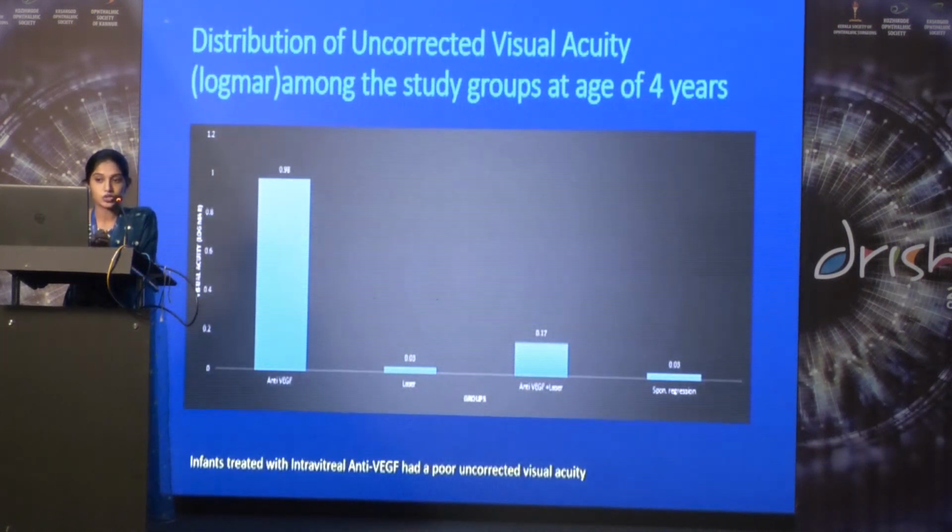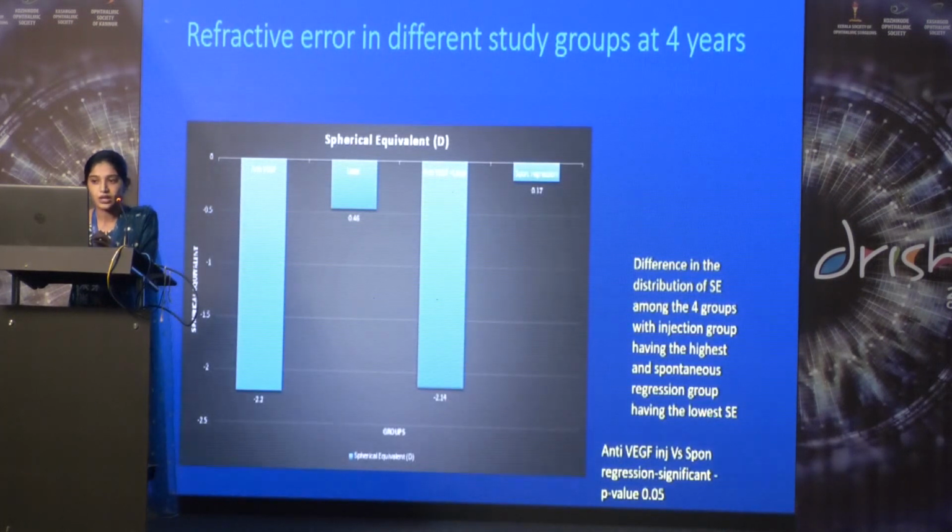We also looked into the distribution of uncorrected visual acuity among the 4 study groups, and it was noted that infants treated with intravitreal anti-VEGF alone had a poor uncorrected visual acuity. Coming to the difference in the spherical equivalent among the 4 groups, the anti-VEGF group had the highest spherical equivalent and the spontaneous regression group had the lowest. We did a pairwise comparison among the 4 groups, and between the anti-VEGF and the spontaneous regression group, there was a significant difference with a p-value of 0.05.